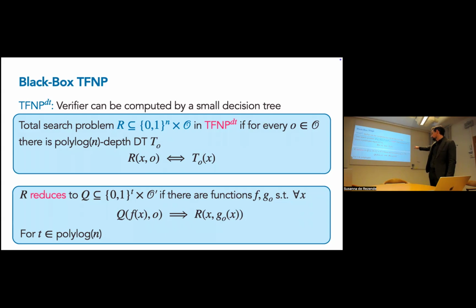And yeah, then we just have the standard reduction definition: we can take an input to R, turn it into an input to Q using low depth decision trees, solve it, get a solution O, and then turn it back using a low depth decision tree into a solution to R. You can blow up to quasi-polynomial. The T here should be quasi-polynomial. And if you allow it to be arbitrary, you can sort of cheat. You can encode too much information.